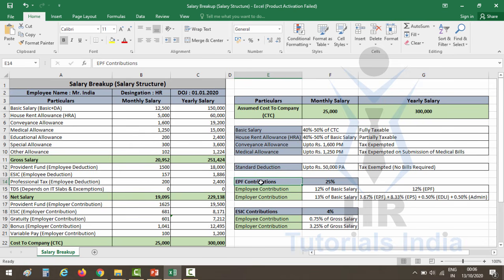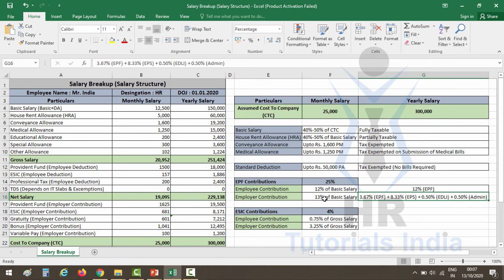Now comes the PF contribution and ESI contribution. As I already told you, employee contribution is 12% of basic salary and employer contribution is 13% of basic salary. Combined together, 12 plus 13, the total EPF contribution is 25%. This 12% of employee contribution goes to the EPF account, and the 13% of employer contribution goes to 4 different accounts.